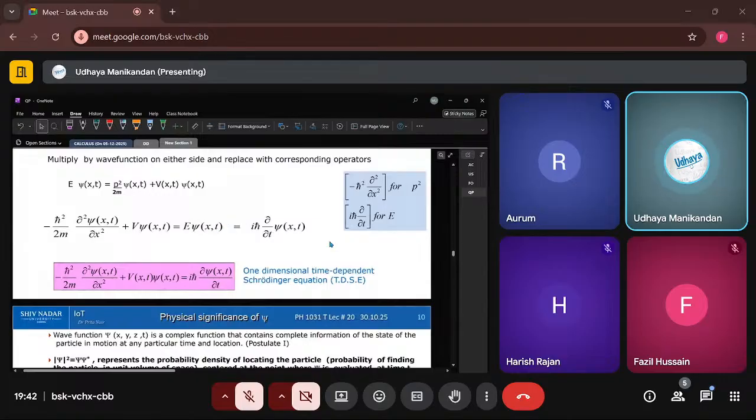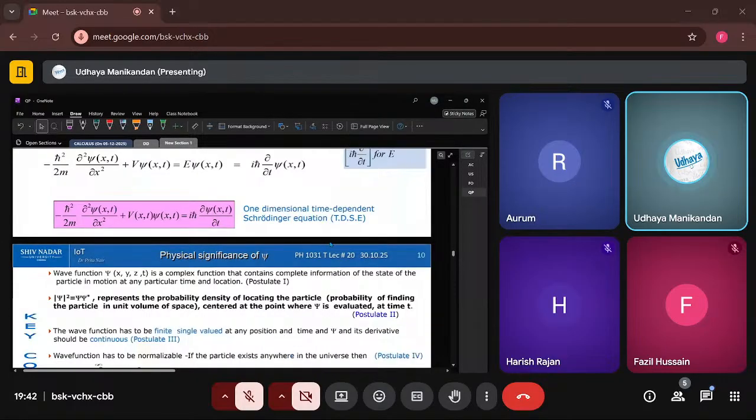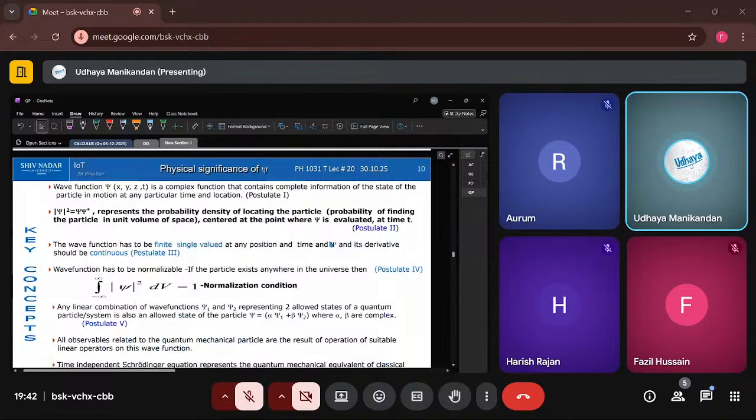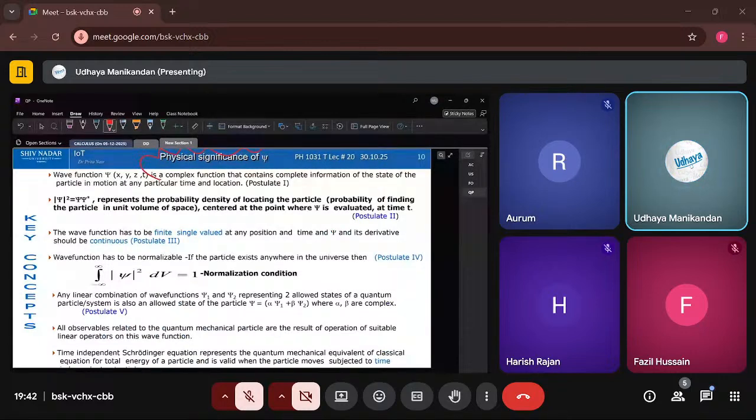IS cross dou psi by dou t. So the physical significance of psi: the wave function is a complex function.